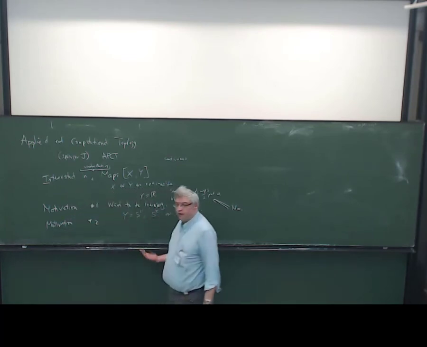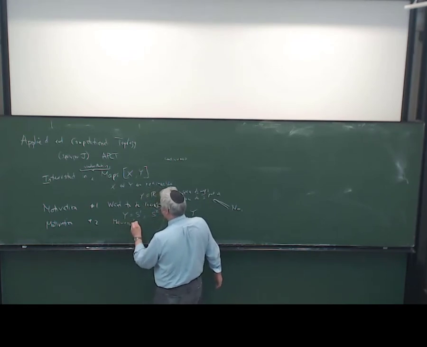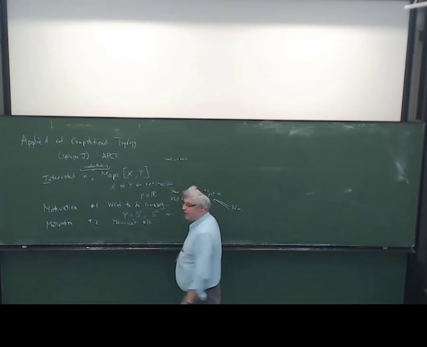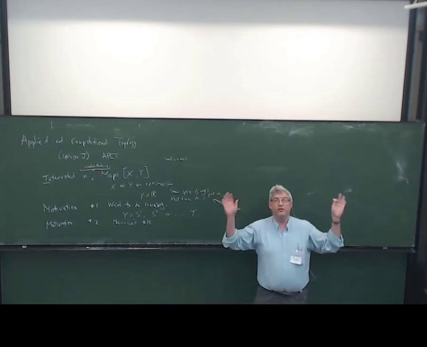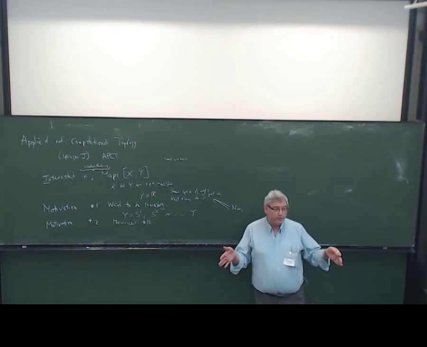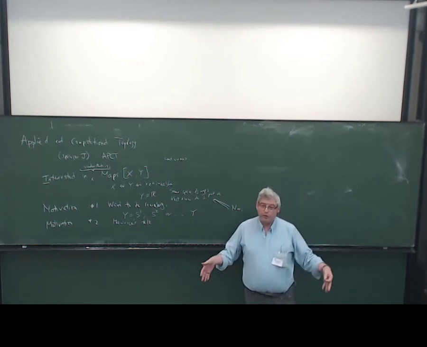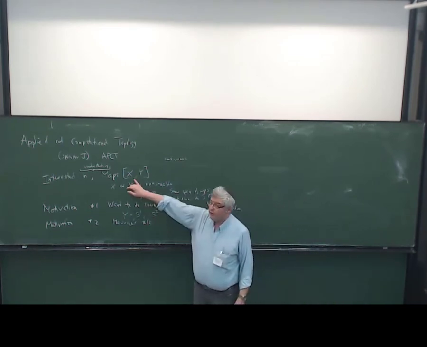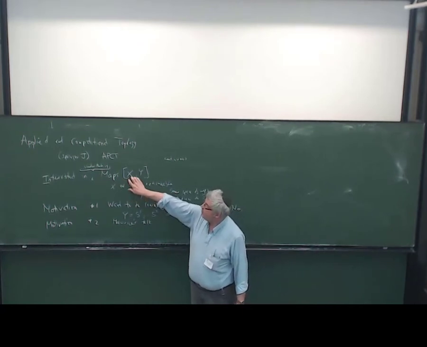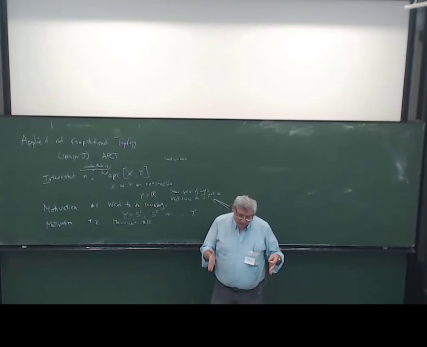Motivation number two is Maurice's talk from yesterday, which, for the people watching, sorry, you should have come. Maurice explained how certain problems in distributed computing, where you have a whole bunch of different processors and you're trying to divide up a problem among them, get reduced to problems involving continuous functions from an input space to an output space. And it's really remarkable that the continuous functions occur.